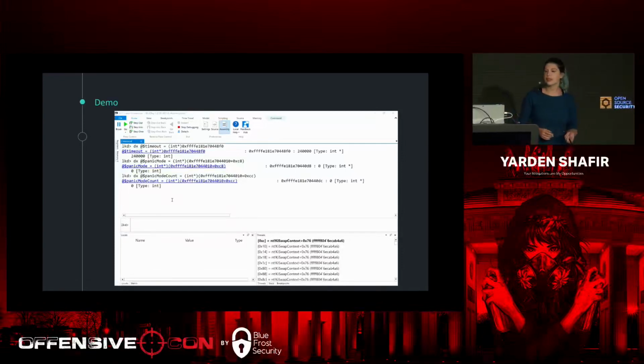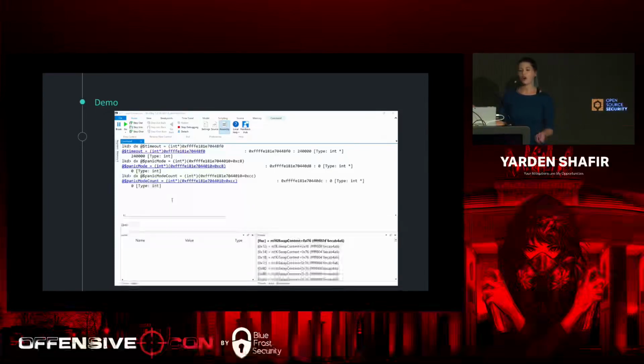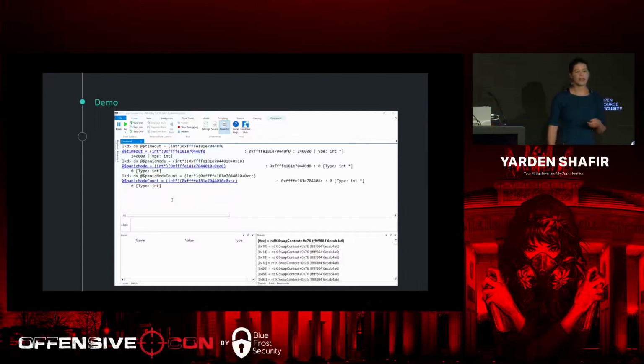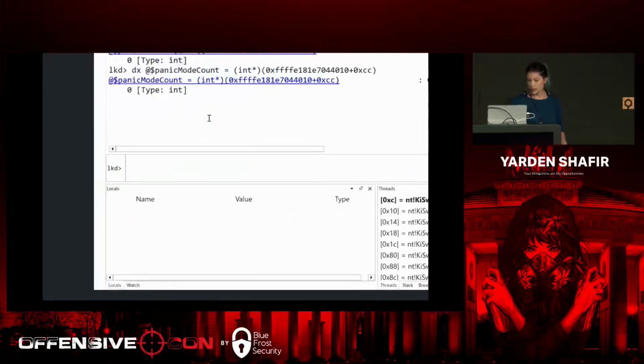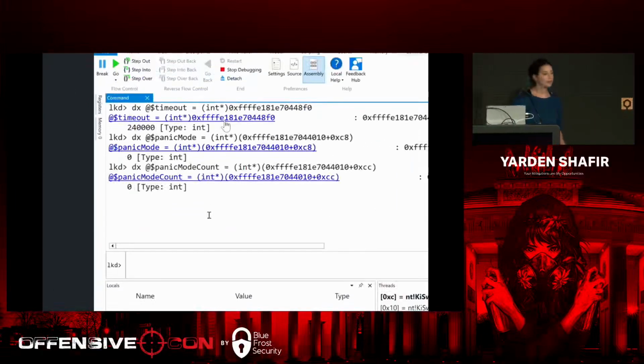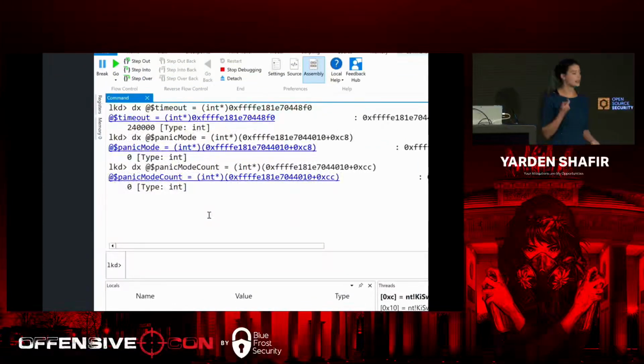Those magic kernel addresses are inside of the global structure that Windows Defender uses to manage its configuration. It's called MP data. It's about a page long. It contains all of its internal configuration. Here I saved 3 different addresses. One is the timeout, so I can edit it to be a short time. By default, it's 4 minutes.